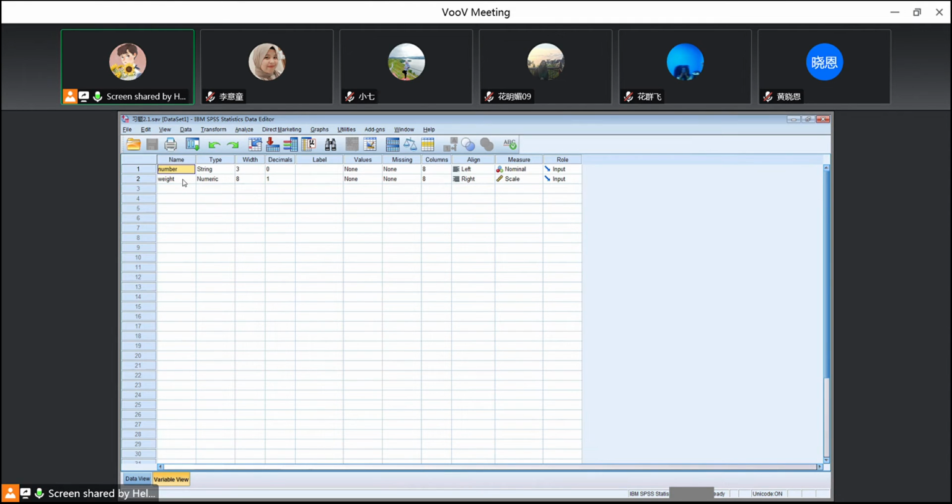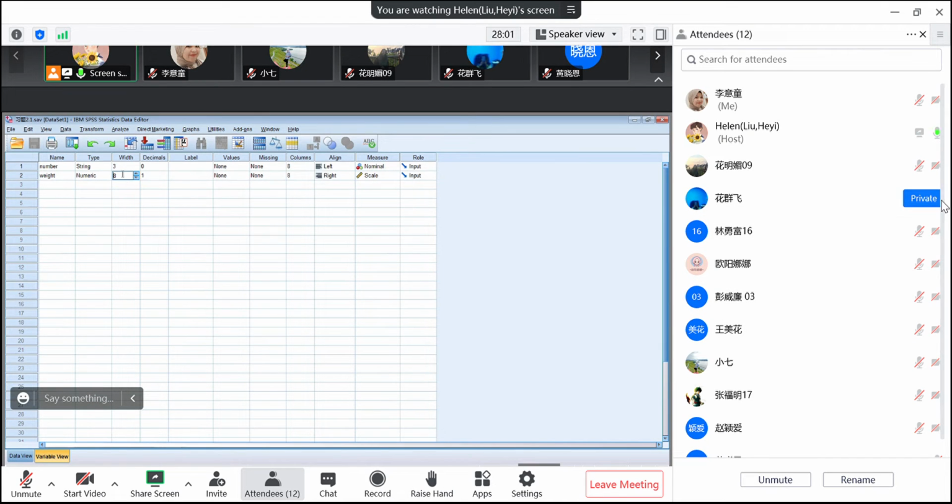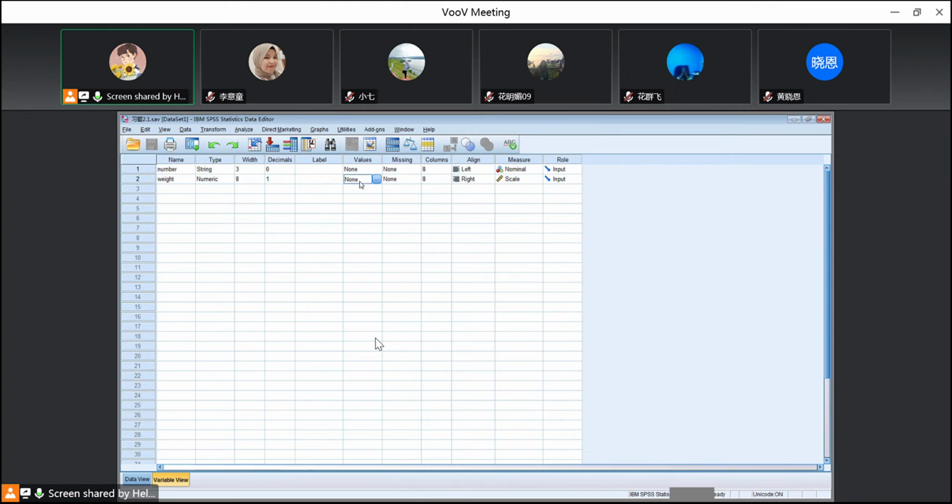And the second, I type the weight. It's numerical data because it has a unit, kilogram. We always choose 8 if we want to set up the width. And for the decimals, you can choose 1, 0, or 2, both are okay. Values, we don't have any values for this one. And here, no missing. If there is some missing number in the table, we will omit this one. And the columns, this is also always the length. And here is the measure scale.